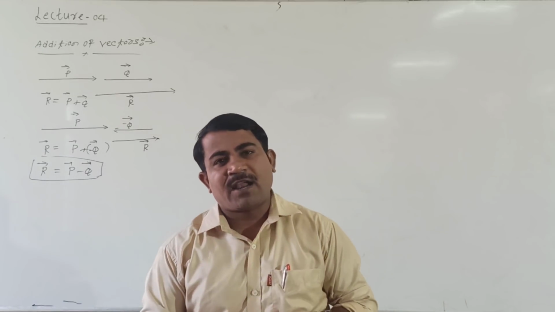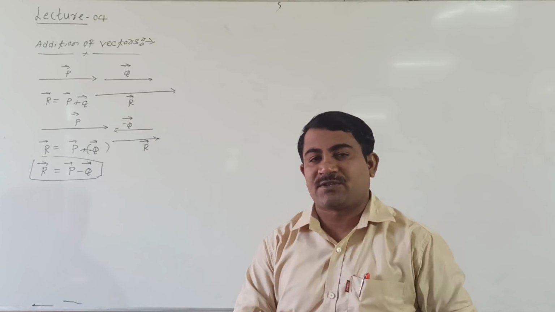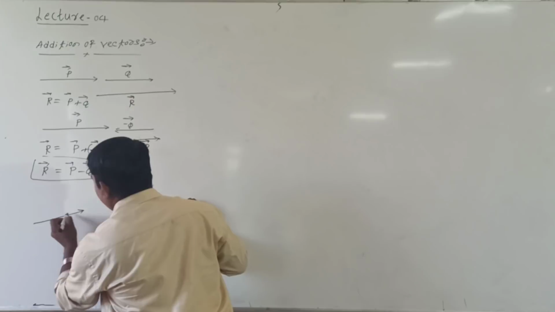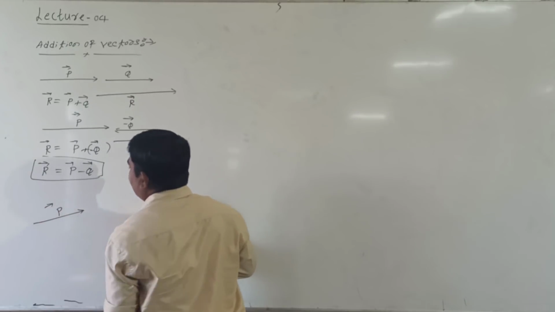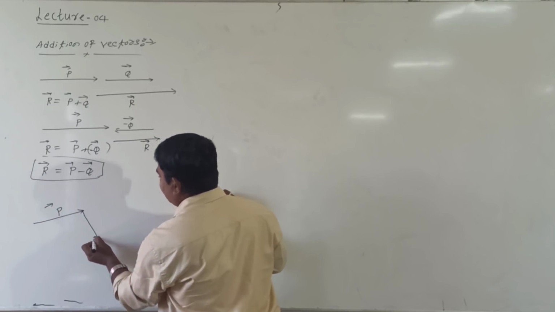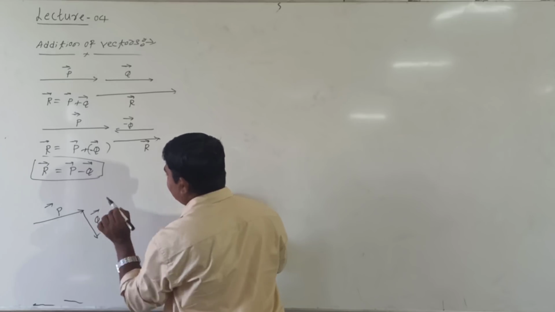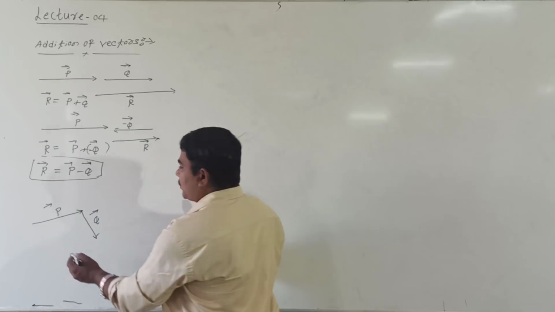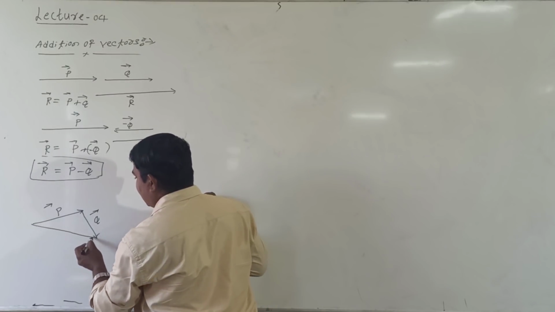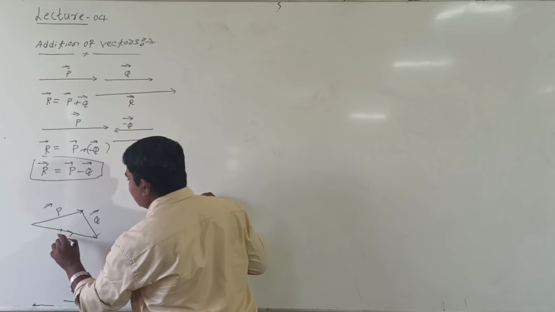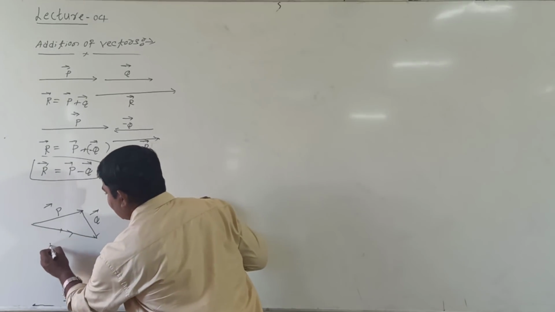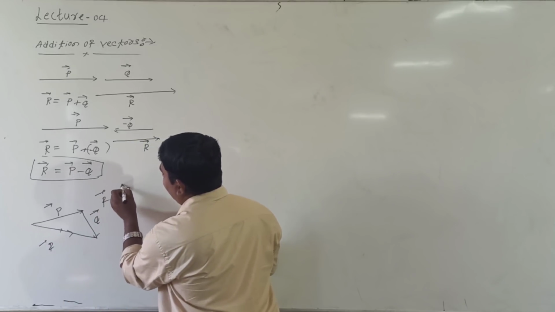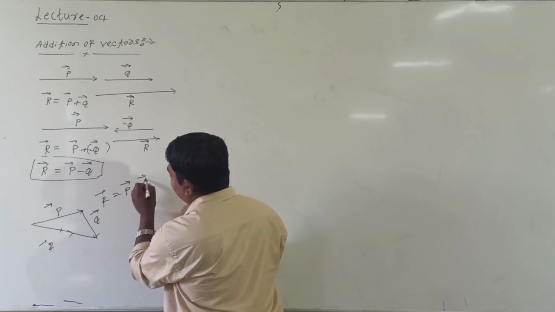But we have already seen, if two vectors are inclined to each other, here is one vector, vector p, and this is one more vector. Then how to add these vectors? Actually these vectors can be added like this, by making the third side of a triangle in opposite order. Like this. This is equal to r. R equal to vector p plus vector q.